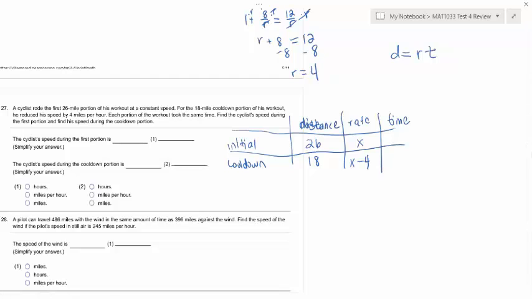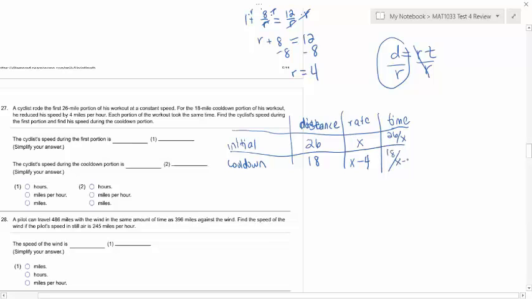How could you get the time by itself? You divide by R, right? So then time ends up equaling distance divided by rate. So 26 over X. Good. And then the other spot? 18 over X minus 4. Okay, so you're only ever filling in 2 columns for the distance, rate, and time, whatever 2 columns you can, and then use those 2 columns to come up with your 3rd column. Then go back to the problem to figure out the relationship.